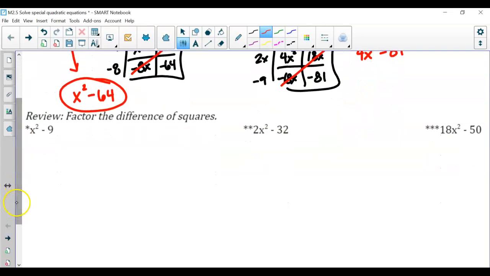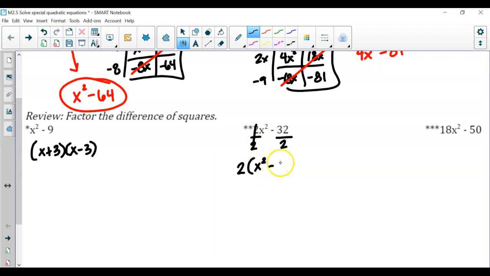So then going the other direction, this is just x squared minus 9. Well, the square root of 9 is 3. So this factored form is x plus 3 times x minus 3. Now here you do have a GCF. You were supposed to divide out 2. So now here, taking out 2, your greatest common factor, you have x squared minus 16. Now you can continue factoring because the square root of 16 is 4. So 2 times x plus 4 times x minus 4.